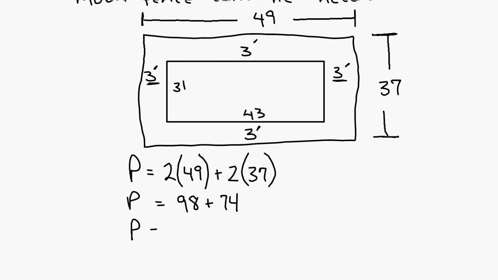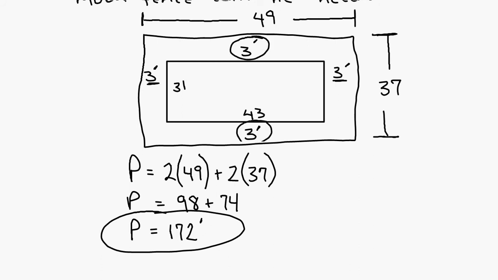So perimeter equals 74 plus 98, 172. He would need 172 feet of fencing. Please remember, when he puts a 3-foot sidewalk around the gardens, you gotta add 3 to both sides, top and bottom, and left and right.